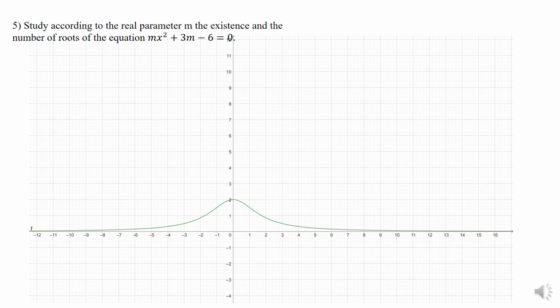Part 5. Study according to the real parameter m, the existence and the number of roots of the equation mx squared plus 3m minus 6 equals to 0.